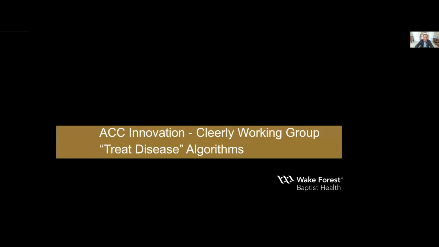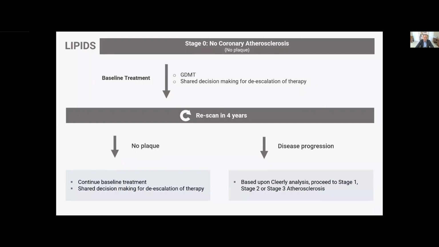Now, fortunately, this kind of work is going on now. The ACC innovation team came together to form a working group to create such algorithms, which they call the treat disease algorithms. I just want to give you a sense of what these look like. They look at the various cardiovascular risk factors: lipids, hypertension, diabetes, obesity, smoking, and they go through the various stages of coronary atherosclerosis based on percent atheroma volume. And you can see there are various recommendations for each of these stages.